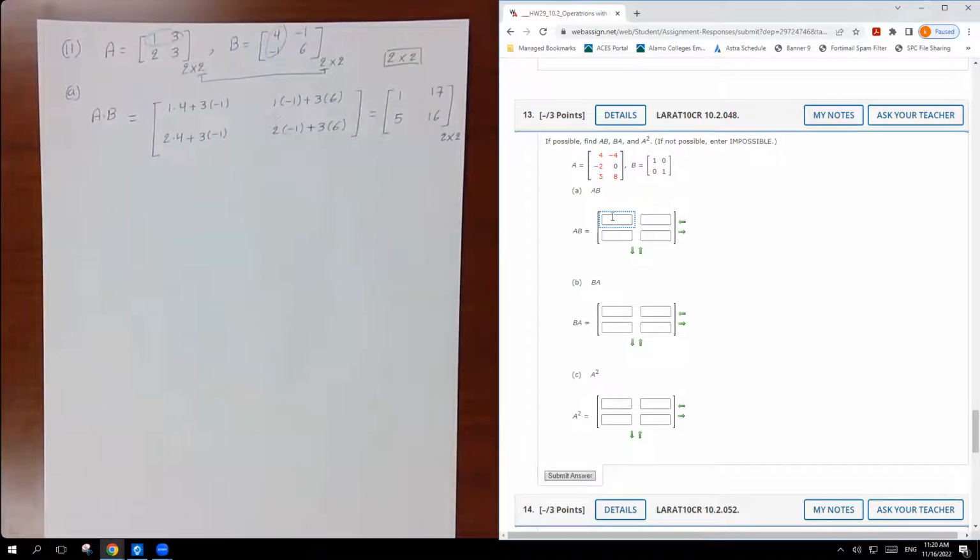So we're going to type here 1, 17, 5, 16.